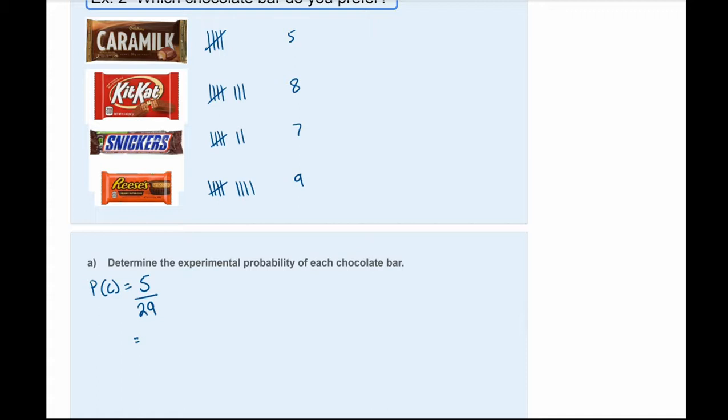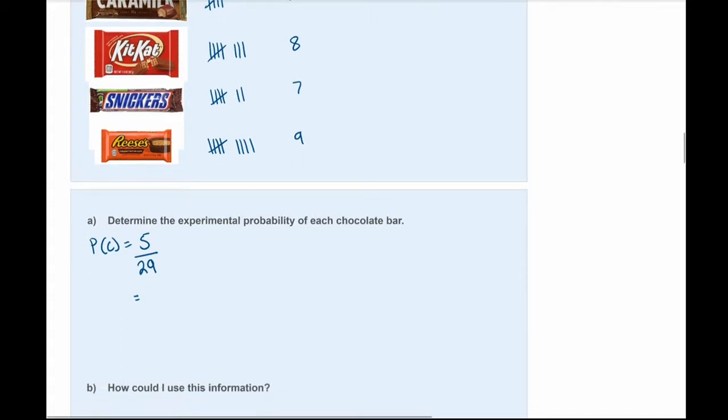Can't really reduce that nicely. We can turn it into a decimal, which is 0.172. So basically we just divided, and then we can turn this into a percent by multiplying by 100. So the probability of getting a caramel is 17.2%, or the experimental probability of picking someone that likes caramel is 17.2%.